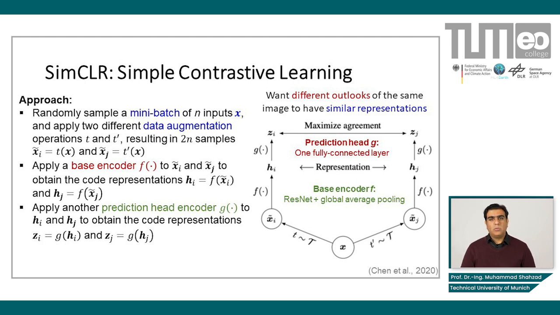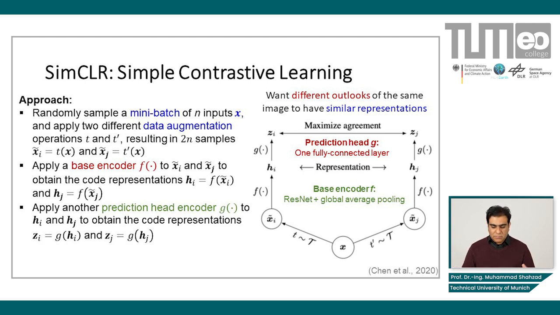So here I would showcase one state of the art method, which is really well cited in the literature, which is based on exactly this simple idea, and is called SimCLR, which is simple contrastive learning. Here the idea is that we randomly sample a mini batch of N inputs X. To put it simply, let's say X represents an image, and we apply two different augmentations to it, and then pass it through a base encoder network, and then we have a linear model, which uses the output from the encoder and computes the embedding from that.